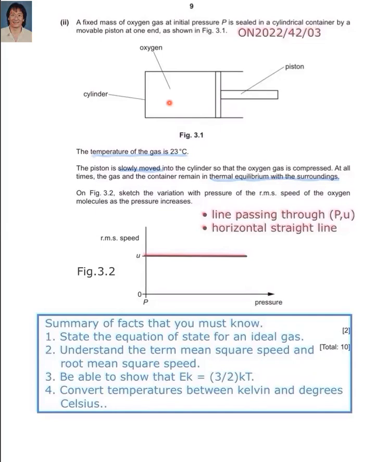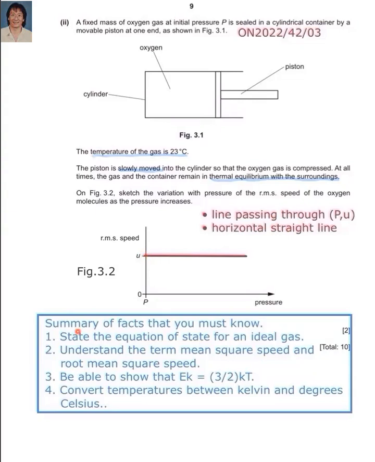Therefore, when the piston is moved into the cylinder to compress the oxygen gas, the temperature of the oxygen gas remains constant. A constant temperature for the oxygen gas means that the root mean square speed u of the oxygen molecule is constant. That means you draw a graph which is horizontal, which carries 1 mark. And then the horizontal line must pass through this point, p and u, to show that at the pressure of p, the root mean square speed is u.